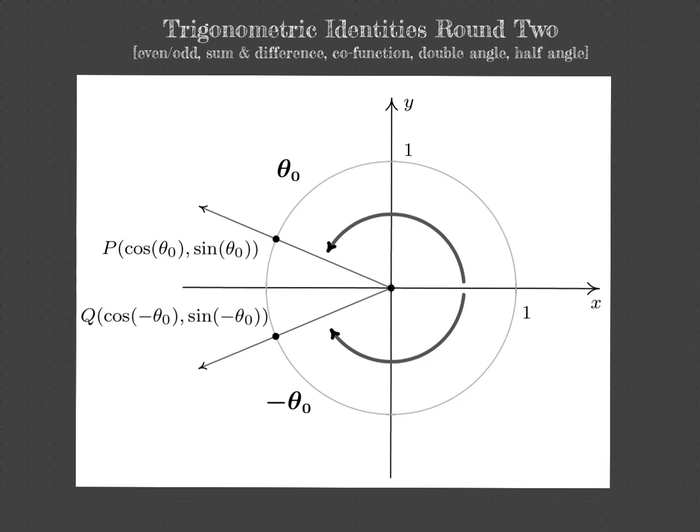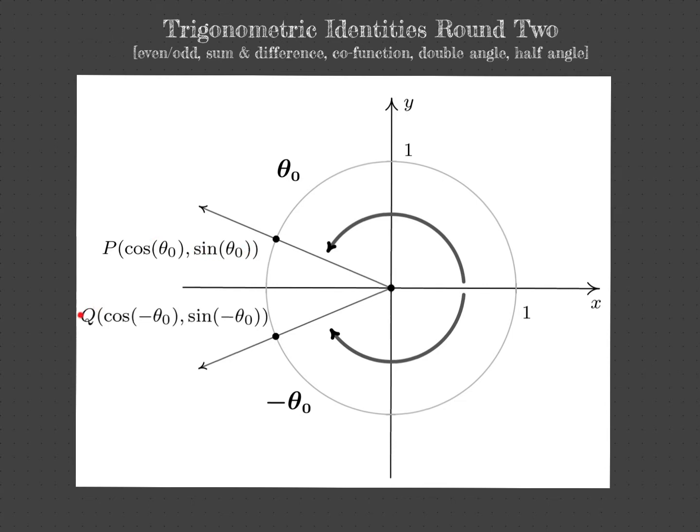Let's think about the relationship between P and Q. Clearly, they're symmetrical in some sort of way, right? They have symmetry across the x-axis if we were to flip it. So if we think about the cosine being the x value and the sine being the y value, what would the cosine of theta be? Well, it's clearly a negative value because we're moving left, and the sine would be a positive value since we're moving up. So this is some negative value, this is a positive value.